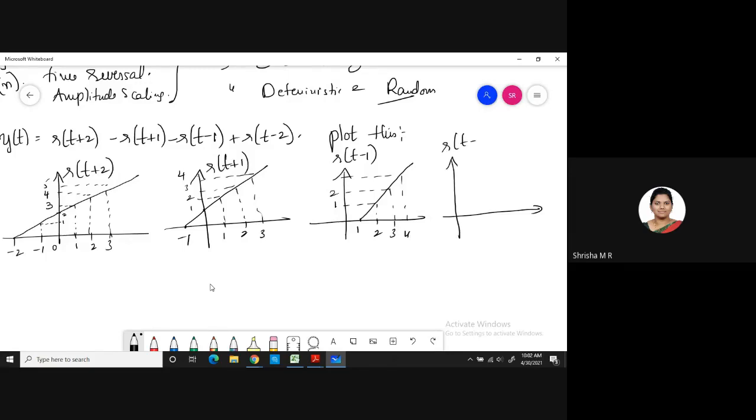So r of t minus 2. So the signal is starting from plus 2. At 2 the amplitude is 0. At 3 the amplitude will be 1. At 4 the amplitude would be 2. And at 5 the amplitude would be 3. Got it? So we'll try to plot the equivalent waveform y of t.